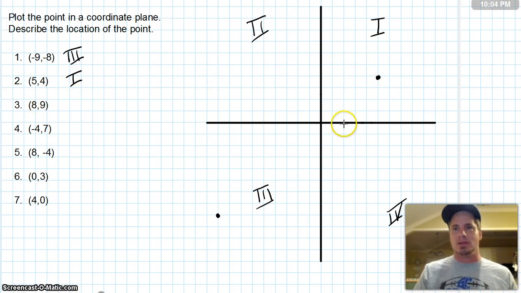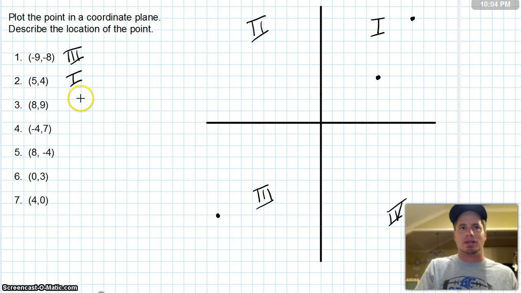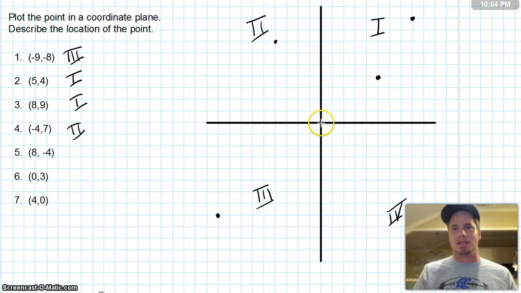(8, 9): 2, 4, 6, 8, then 2, 4, 6, 8, 9. Go right 8, up 9. That's the first quadrant. Negative 4, 7: 1, 2, 3, 4. Then 7: 1, 2, 3, 4, 5, 6, 7. Point right there. That is in the second quadrant. Okay. Positive 8, negative 4. Positive 8's first. 2, 4, 6, 8. Down 4. 1, 2, 3, 4 right here. That is in the fourth quadrant.